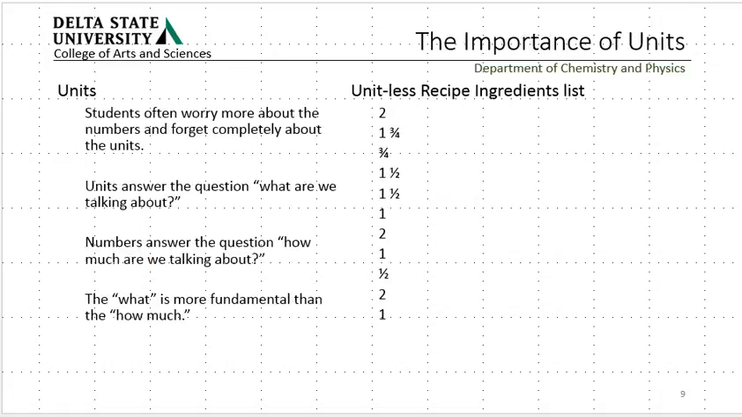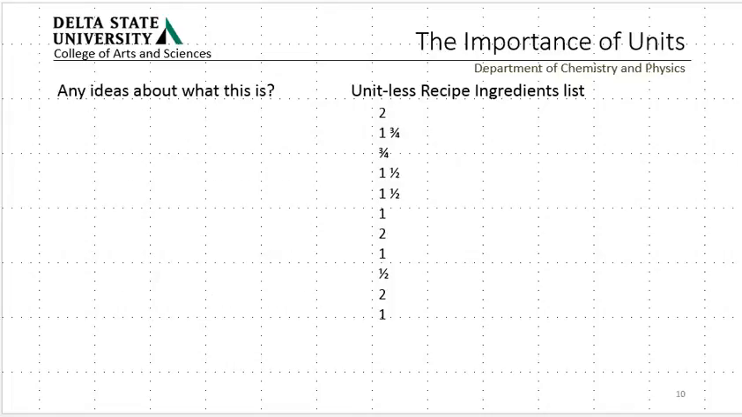Now here's an example of the importance of units. You are always worried about the number and you often just completely forget about the unit. So here's a recipe. Any idea what it is? Nope. It's a unitless recipe. It has nothing in it. You can't even begin to tell me what this is or guess at it or have any good idea of what it is, right? No idea at all.